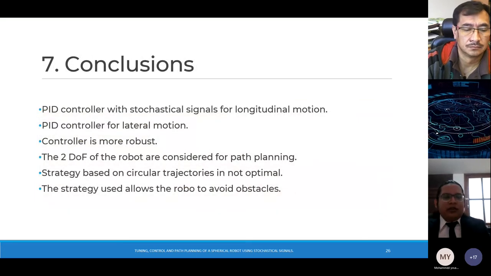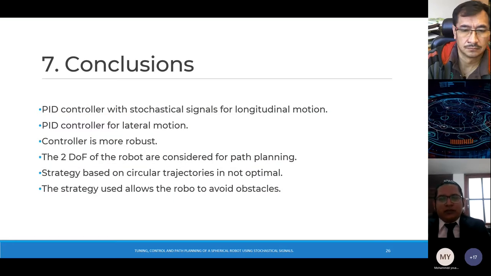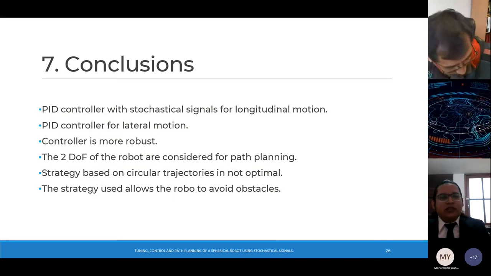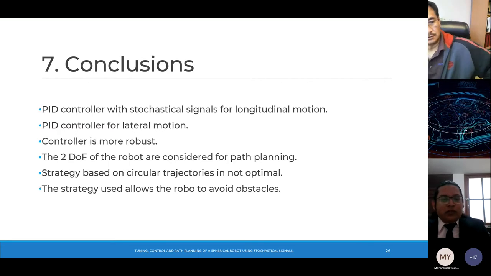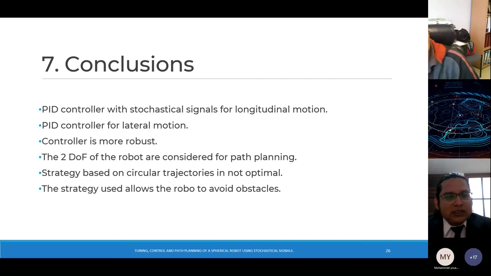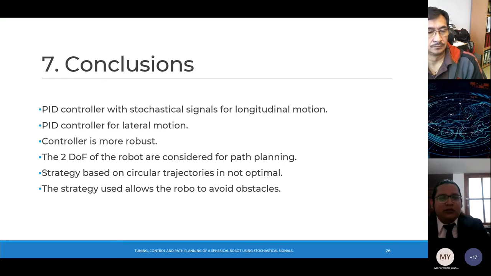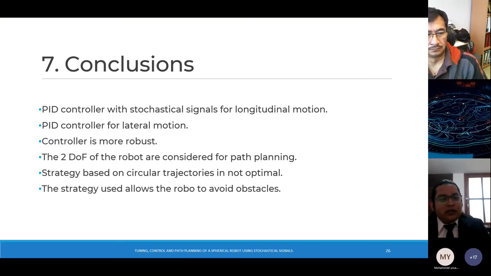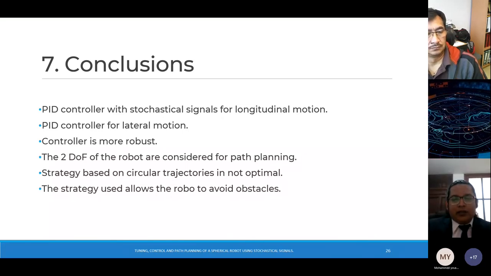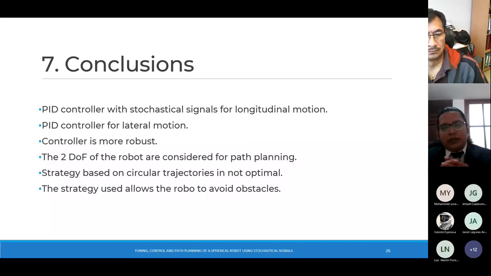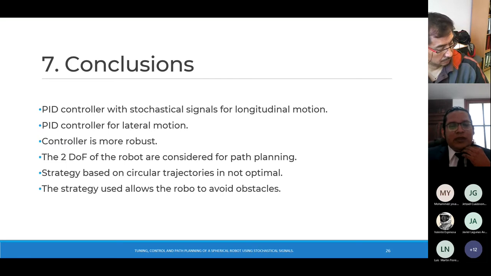So the conclusions are that PID with stochastic signals is used for longitudinal motion in this case, and PID controller for lateral motion. This control applied to the system is more robust than PID control tuned using the Ziegler-Nichols technique. Two degrees of freedom are considered to perform the path planning in the system. The strategy based on circular trajectory maybe is not optimal, but allows us to reach the desired points proposed in this case.